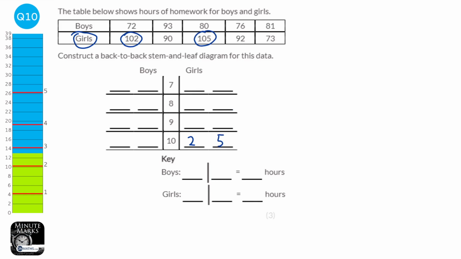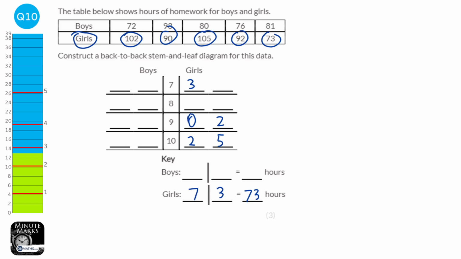Now they go from biggest being the right hand side and the smallest being nearest the middle. We've got a 90 and a 92, and we've got a 73 there. And the key we can have for the girls is just 7 line 3 is 73 hours. It doesn't actually matter which value we pick. We could actually pick a value that's not on there, so 6 line 3 equals 63 hours. It's just a way of showing that that 7 represents a 10 and not a unit or anything else.